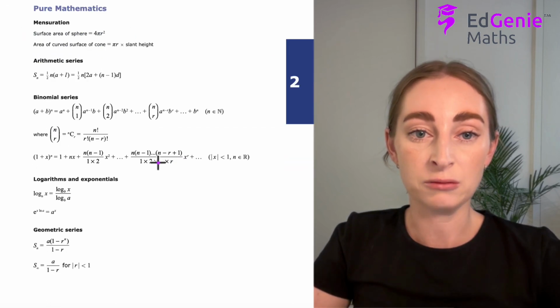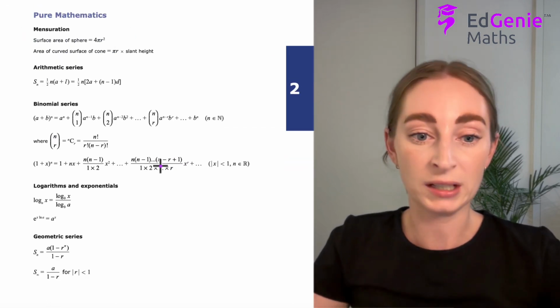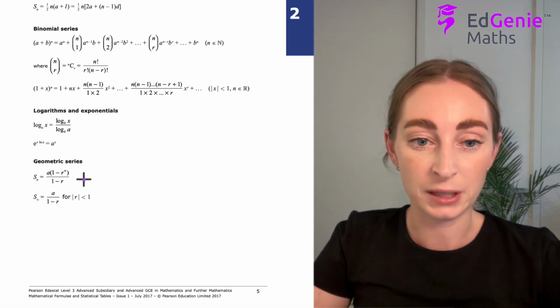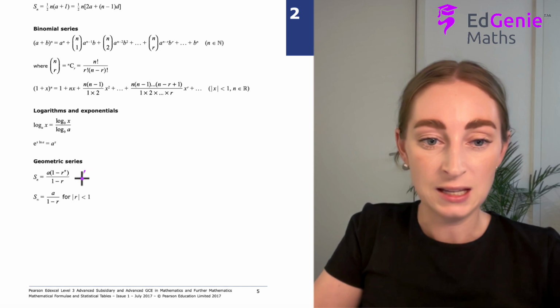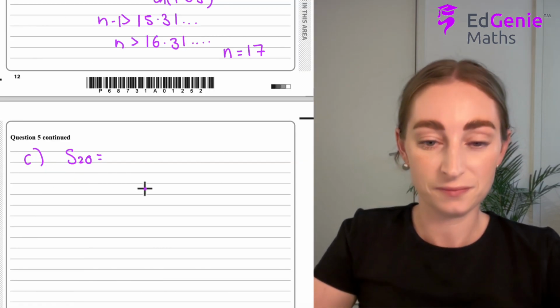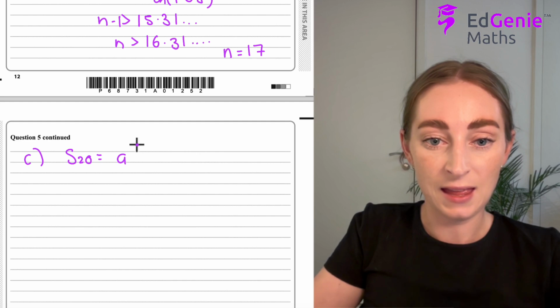So make sure you're really familiar with this so that you can quickly find things when you need it. We are looking for geometric. Here we are, and this one here is the one we need. So it is A.